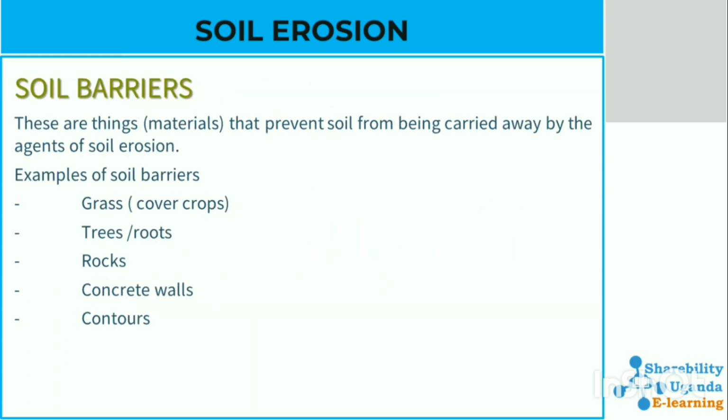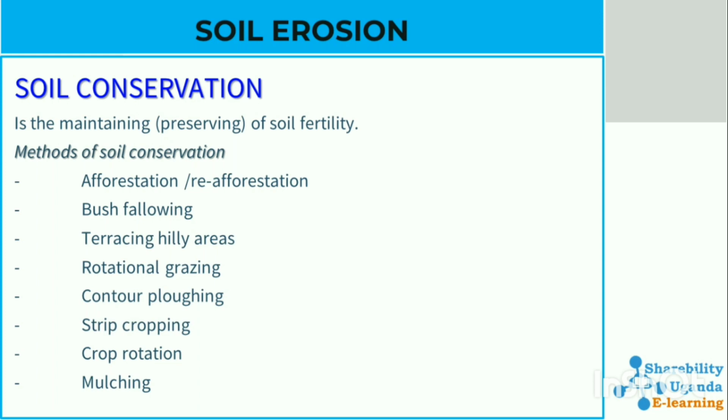non-biodegradable materials. Soil barriers. These are things that prevent soil from being carried away by the agents of soil erosion, and they include grass, trees, rocks, concrete walls, contours, among others. Soil conservation, which is the maintaining of soil fertility or preserving soil nutrients in the soil.